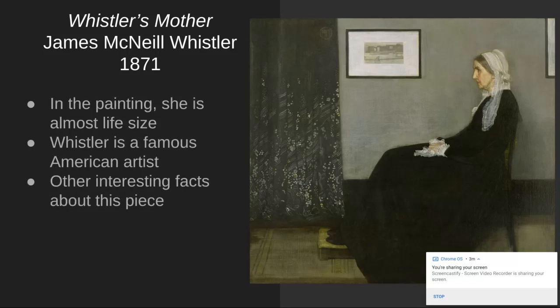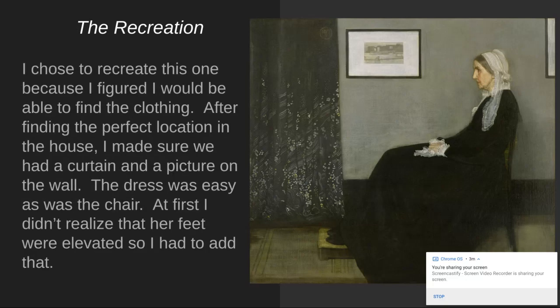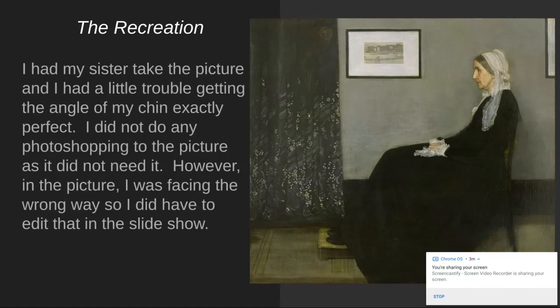The style here is realism. In the painting, she's almost life-size, so you can imagine how big this painting is. Whistler was very famous. And then other interesting facts about the piece. I wrote this because I wanted to give an example for you guys, but I was pretending I was her. Like, I did this. This is how I recreated the piece. At first, I didn't realize that her feet were elevated. Had to add that. I had my sister take the picture, a little bit of problem. So this is like a narration of how you did it.